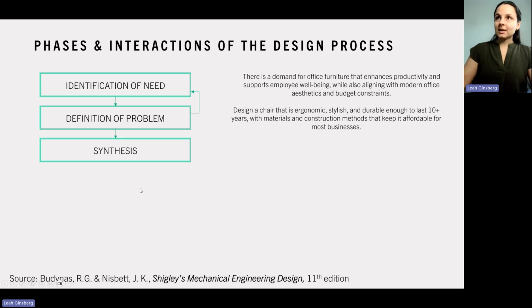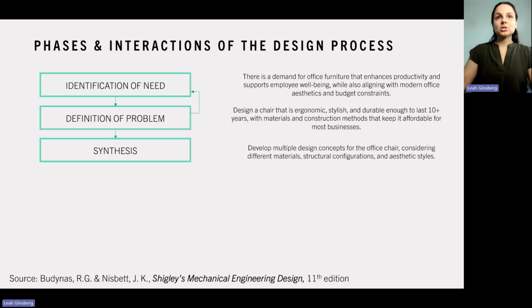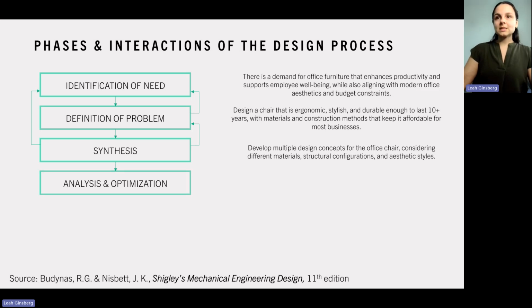Okay, and then once you're satisfied with the need that you've identified and the problem you've defined, then we can move on to synthesis. And in the synthesis step, we're going to develop multiple design concepts for our product, in this case, an office chair, considering different materials, structural configurations, and different aesthetic styles. And again, we can iterate here, returning to redefine our problem or re-identifying our need and iterating through as many times as we need until we're satisfied with these first three phases.